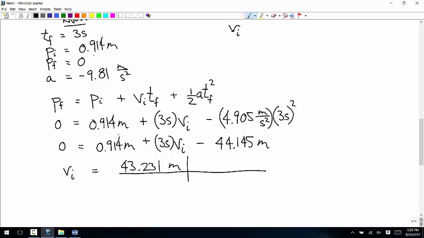And then divide by 3 seconds. So what's 43.23 divided by 3? 14.41 meters per second. Okay, so does it make sense that that initial velocity is positive? Yeah, because it's being thrown up.